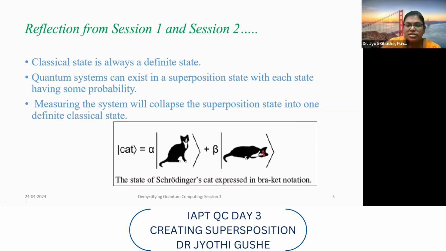In session 2, Vandana ma'am beautifully explained classical bits and how various electronic circuits we design, like gates we use, to get the 0 and 1, the bits. And then she beautifully explained the superposition of both the states with probability, and the use of the ket, and how to represent the state.